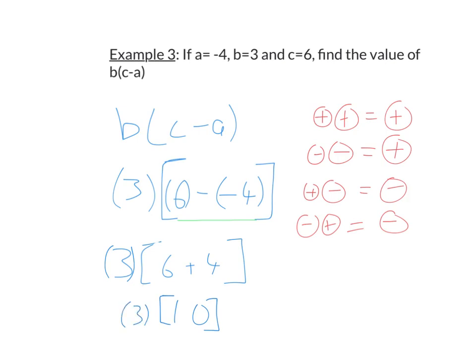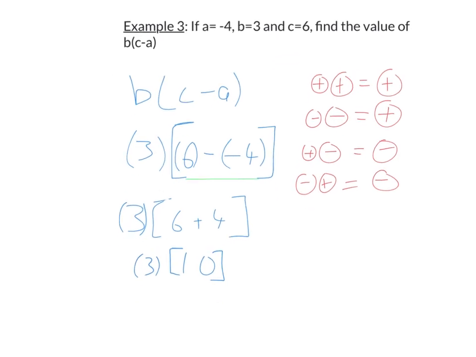Then outside we've got 3. Now remember, two brackets next to each other must be multiplied. So this tells us to do the bracket first, which we've done, and now we do our multiplications. So 3 multiplied by 10 is 30.